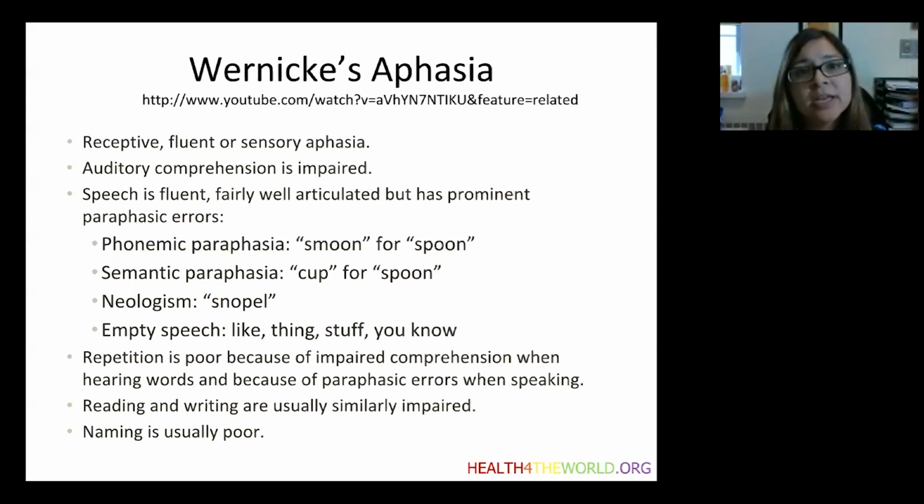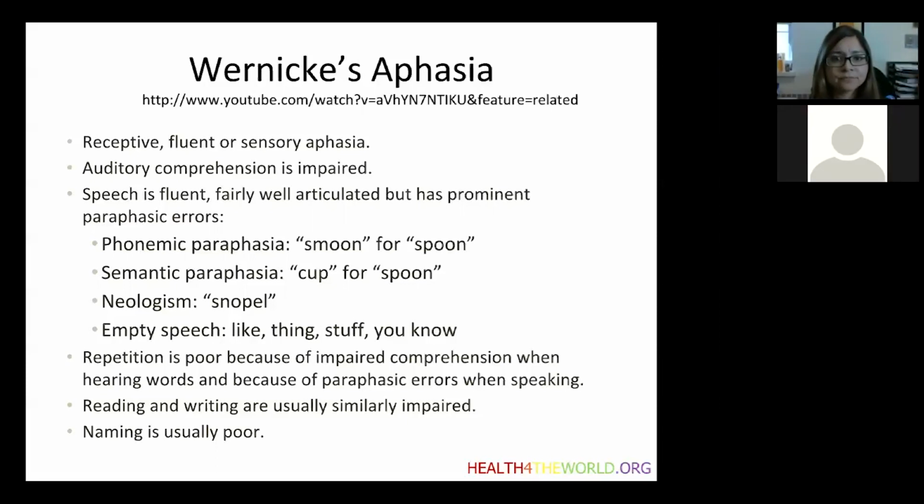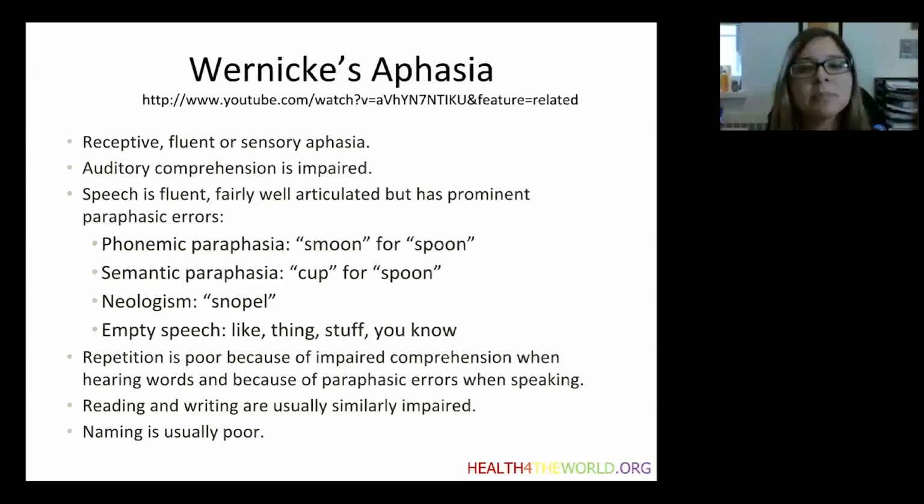Empty speech is speech that doesn't have a lot of meaningful content and has a lot of filler words like, things, stuff. So again, when you see this kind of fluid but perhaps non-meaningful speech, you might think a Wernicke's aphasia. With a Wernicke's aphasia, repetition is poor because of impaired comprehension when hearing words and because of paraphasic errors when speaking. Reading and writing are usually impaired, and again, we see anomia or naming difficulties.